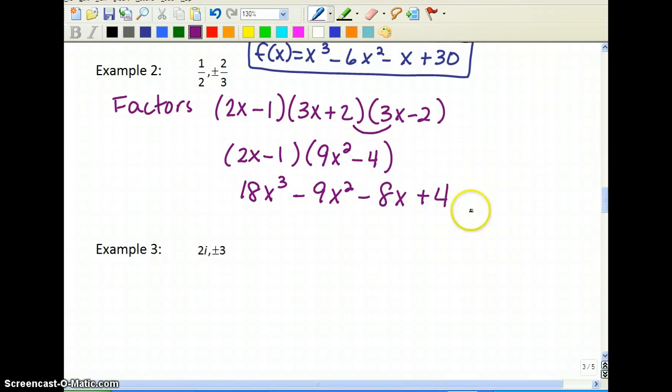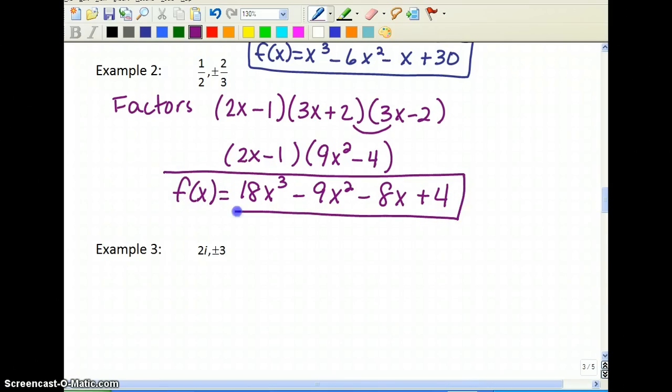And you want that in descending order, and to make sure you put f of x is equal. So there's your final answer. Again, you could check that one on your graphing calculator and see that you get those zeros.